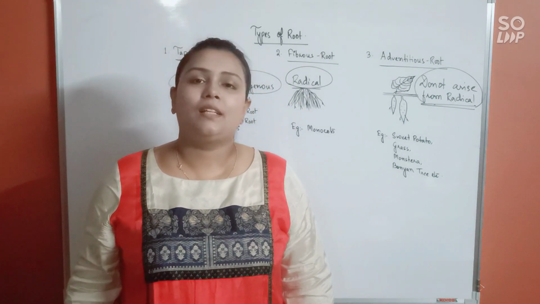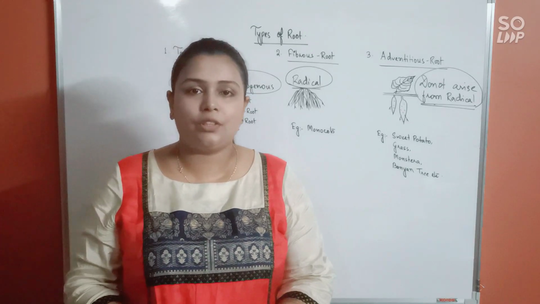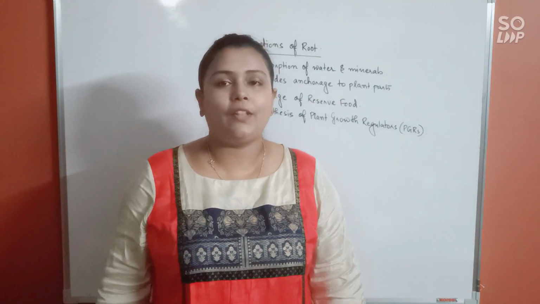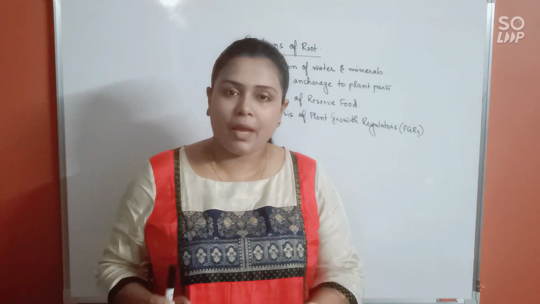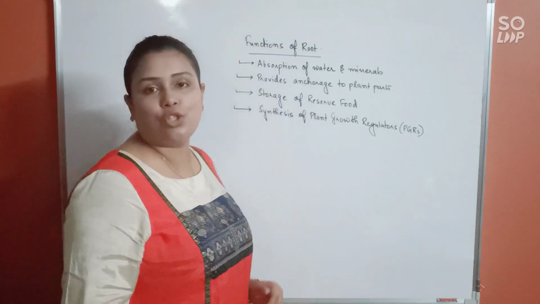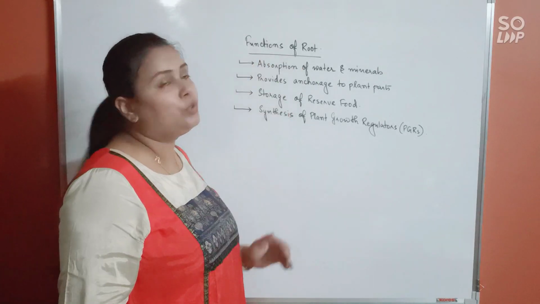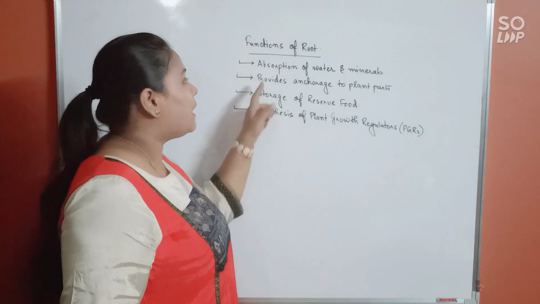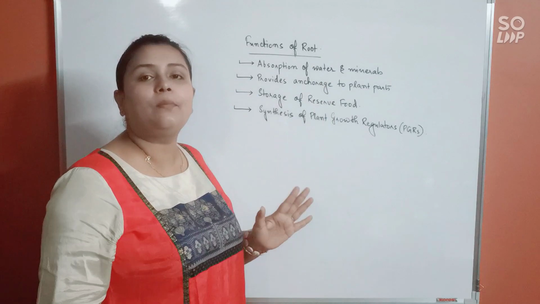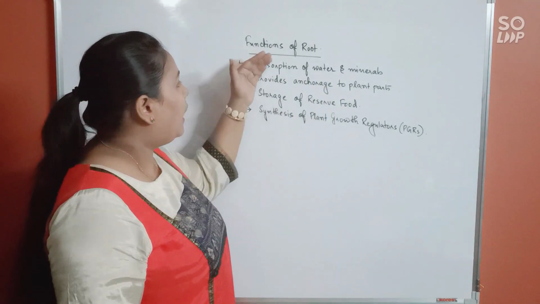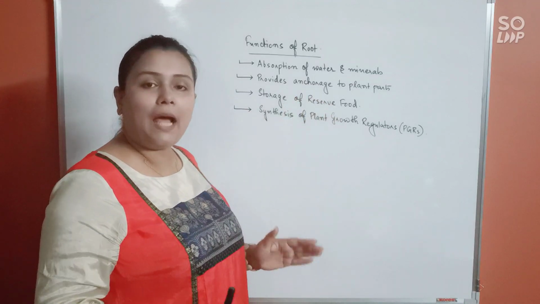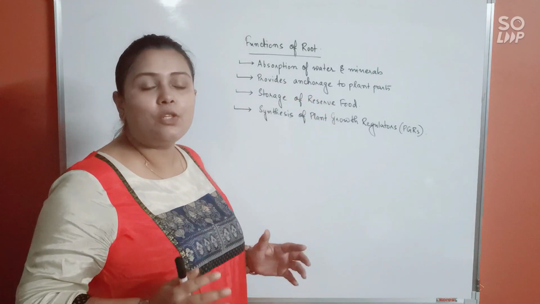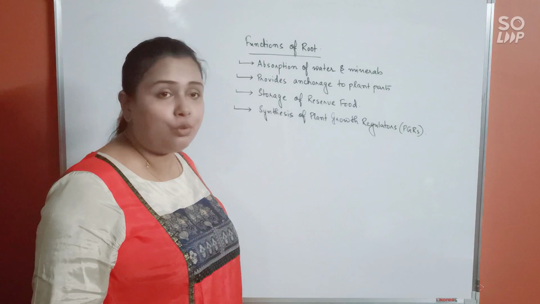Okay. Next are the functions of root. After all this discussion, I think all of you have understood what the functions of root are. But mainly these are the points which you should remember. The functions of root are as follows. First is absorption of water and minerals. That's the primary purpose. Apart from that, it provides anchorage to the plant parts. So the plant is able to stand upright due to the anchorage provided by the roots.